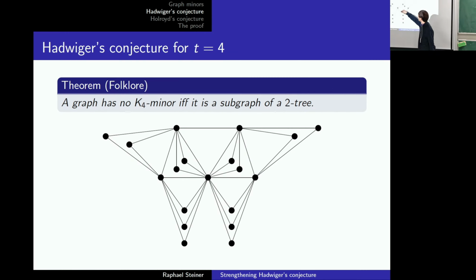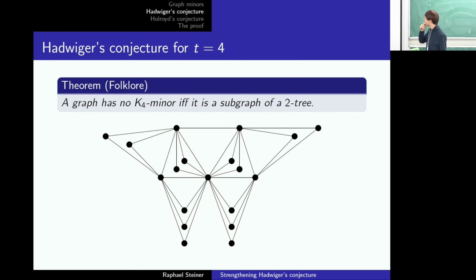So you just start from, let's say, a triangle, and then you keep on picking an edge in the graph so far, adding a vertex of degree 2 adjacent to the endpoints of the edge, and you just repeat this process. Any structure you can build this way is called a 2-tree, and these are the edge-maximal graphs with no K4 minor.